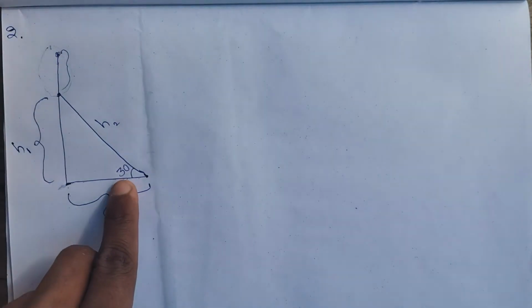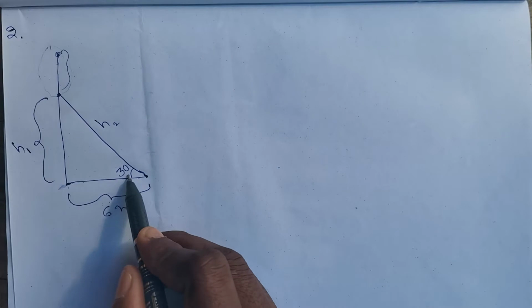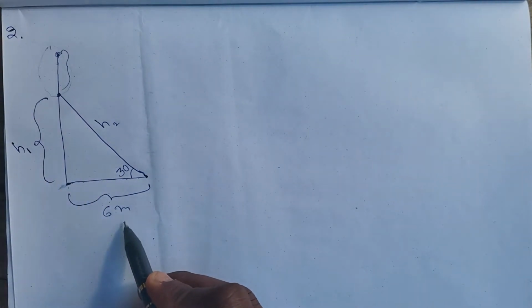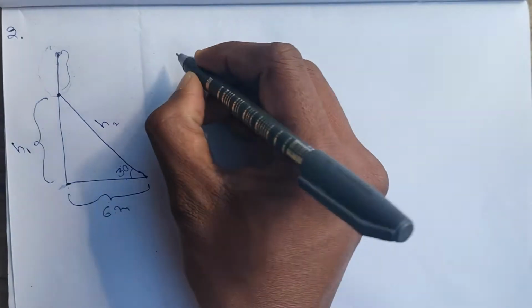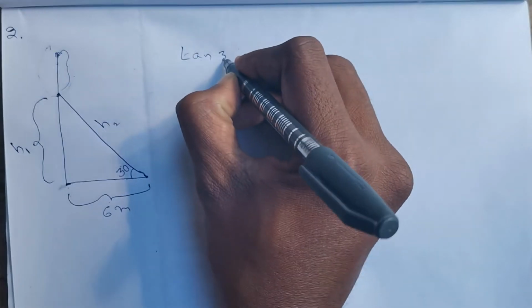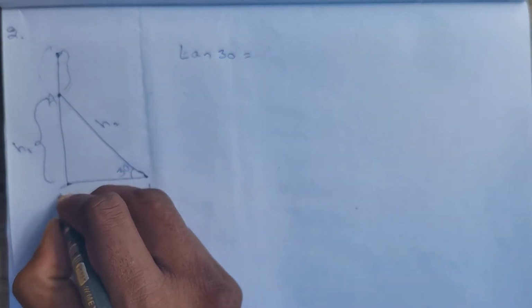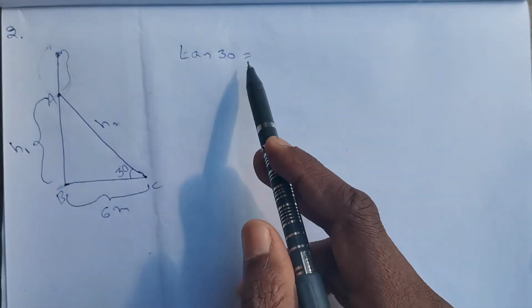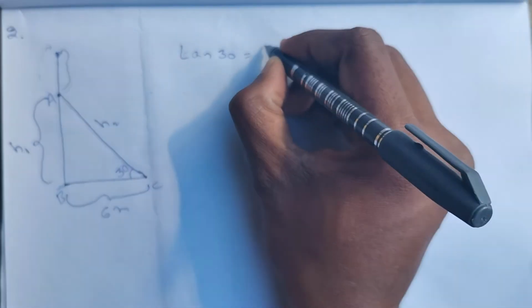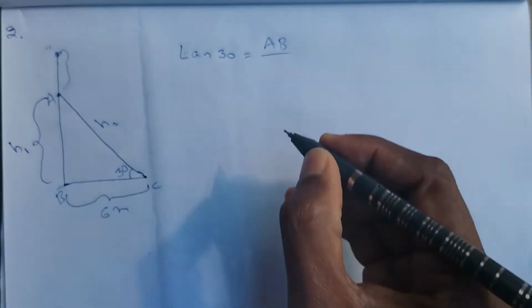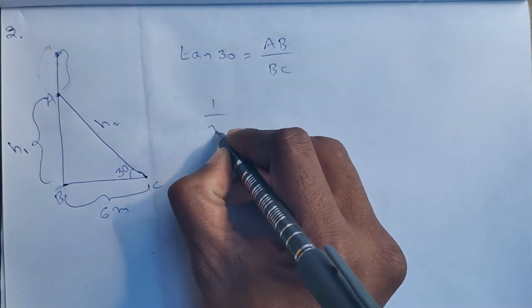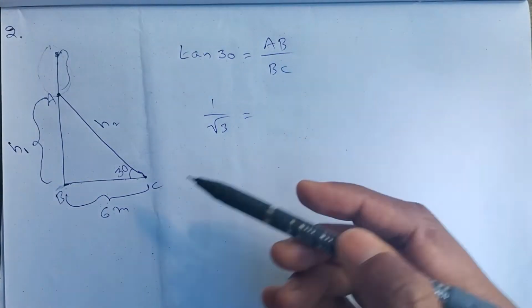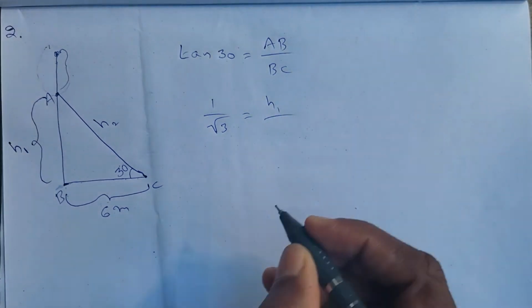Okay, now I'm going with 30 degrees. First of all, the angle is there, opposite H1 is there, adjacent 6 is there. Angle, opposite, adjacent. Which trigonometric ratio deals with this? Obviously tan and cot. So again I'm going with tan only. So tan 30 is equal to, I'm writing again ABC, tan is nothing but opposite, opposite is AB divided by adjacent BC. Tan 30 value is 1 by root 3, which is equal to AB, H1, divided by BC, 6.